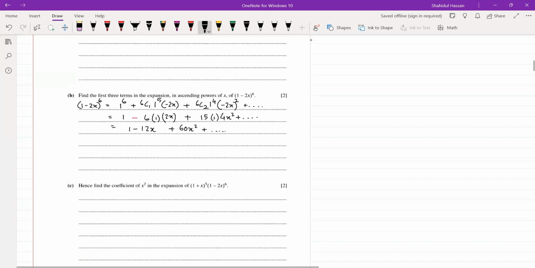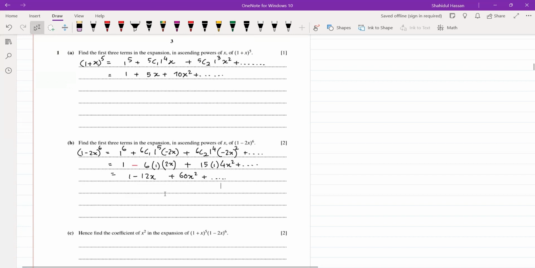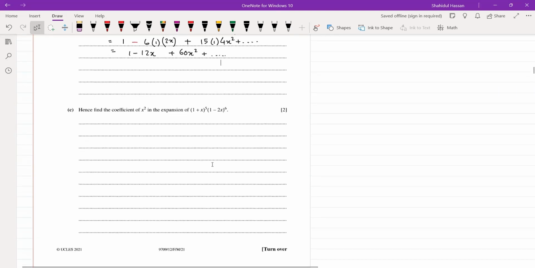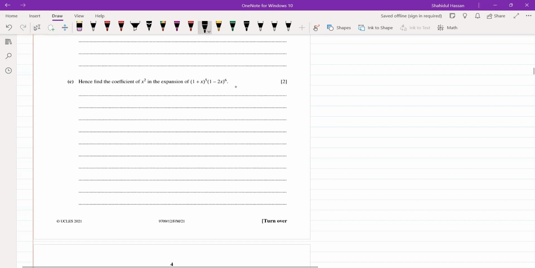So we have (1 plus x) to the power 5 and we have (1 minus 2x) to the power 6. Hence find the coefficient of x squared in the expansion of (1 plus x) to the power 5 multiplied by (1 minus 2x) to the power 6. Since the question mentions the word hence, there has to be some relation with the previous part.